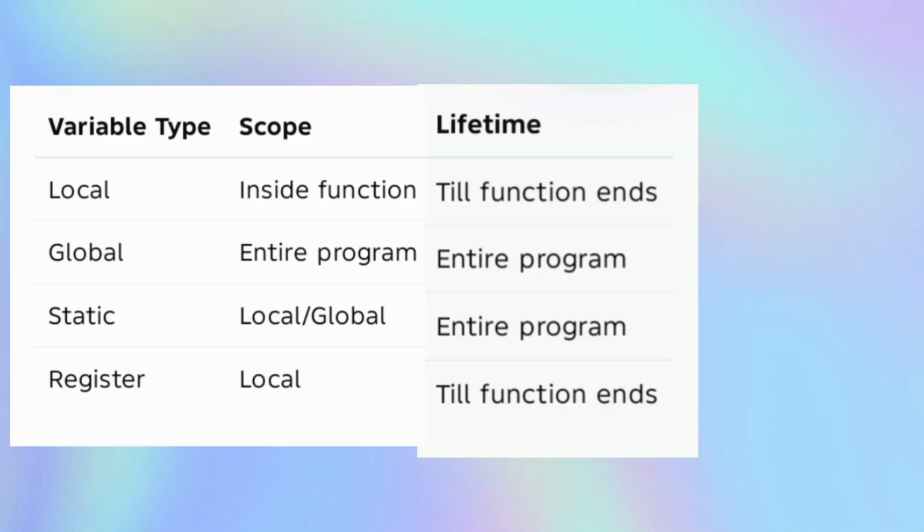This is the variable type, scope, and lifetime. Local: inside the function, till function end. Global: entire program is the lifetime. Static: local and global scope, but lifetime is the entire program. Register: local, till function end. This is a comparison and summary table of the different types of variables: local, global, static, register, their scope, and time allocation and deallocation of memory, which is the lifetime.